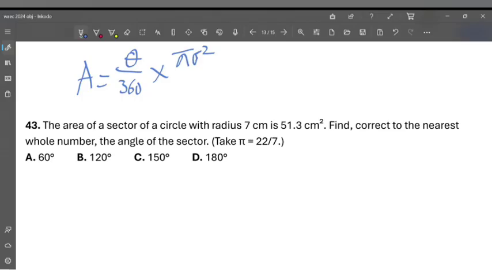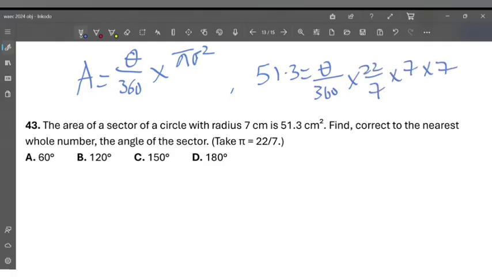All I need to do is to make theta the subject of the formula, and I'm going to get the angle of the sector. Alright, so from this I have area as 51.3 is equal to theta all over 360 times 22 over 7 times 7 times 7. Alright, so if I simplify this equation, 7 will cancel 7. So what I'm left with is that 51.3 is equal to theta times, I have 22 here times 7. 22 times 7 is 154 all over 360.